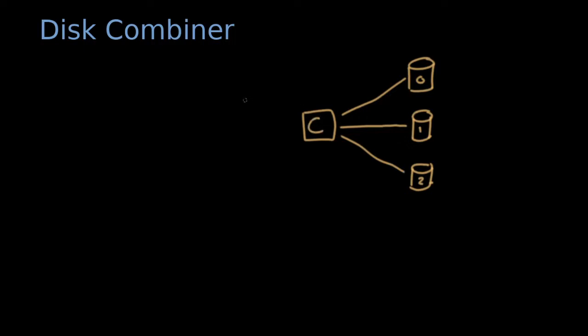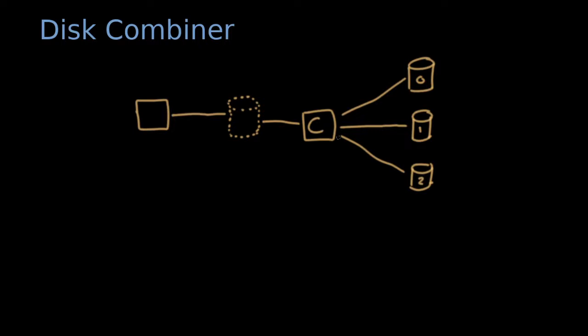It exposes a virtual disk. So let's symbolize a virtual disk with a dotted disk, because it isn't really a disk, but it looks like a disk to the client. So let's draw a dotted cylinder. So the combiner exposes the virtual disk. And we have a client over here that uses this virtual disk.